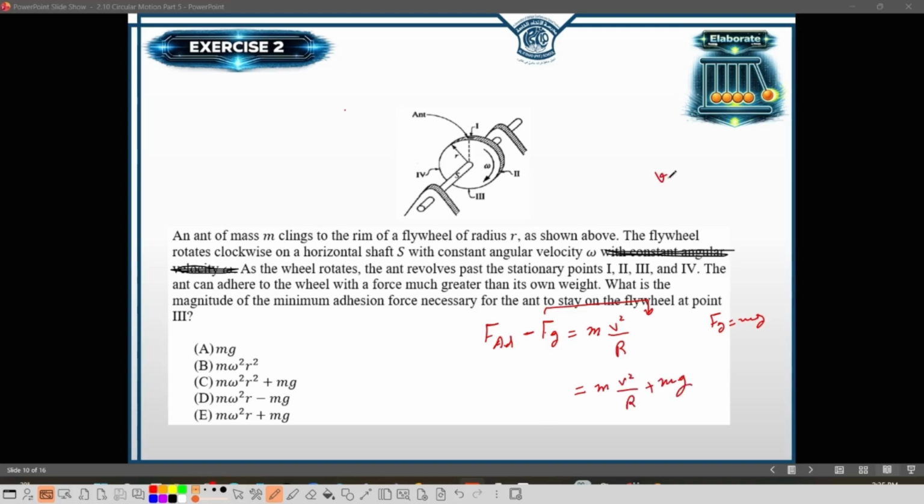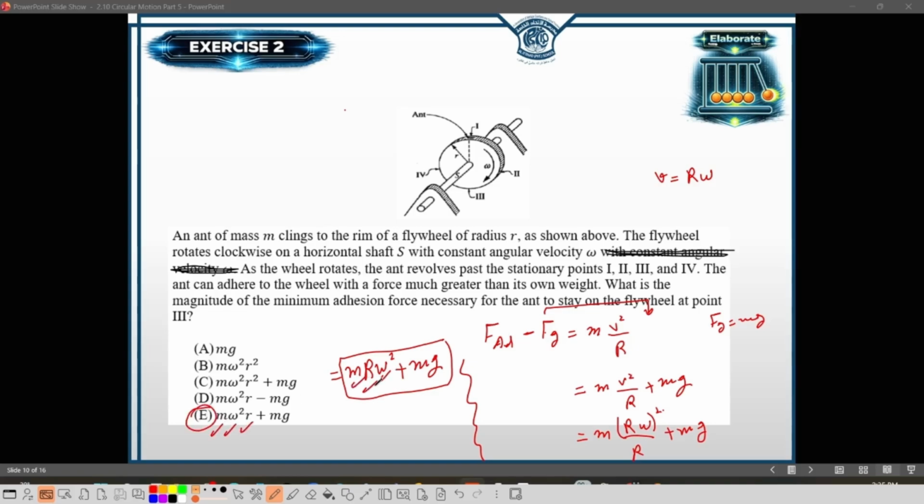Now, v itself can be written as r omega. So it equals m r squared omega squared over r plus mg, which is equal to m r omega squared, since one r cancels out, but we have the surviving r plus mg. That is the final answer, the minimum adhesion force. So the correct answer would be E: m omega squared r plus mg.